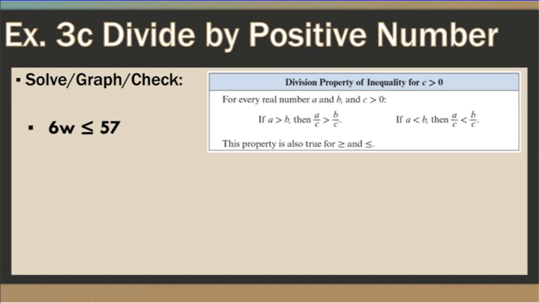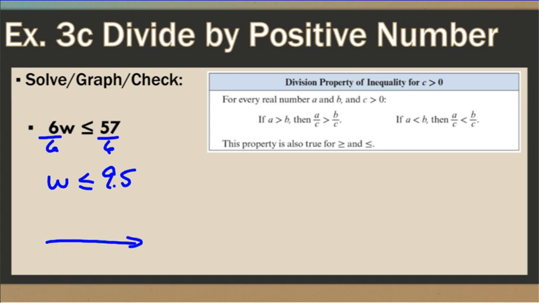Another one, 6w is less than or equal to 57. Divide by 6 on both sides. w is less than or equal to, you can either keep it as a fraction or put it as a decimal. 57 divided by 6 would give us 9.5.